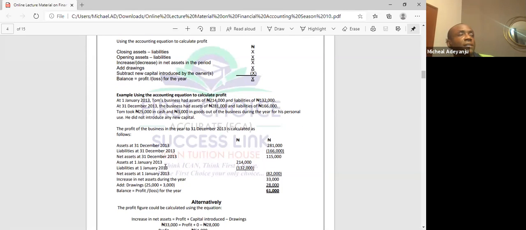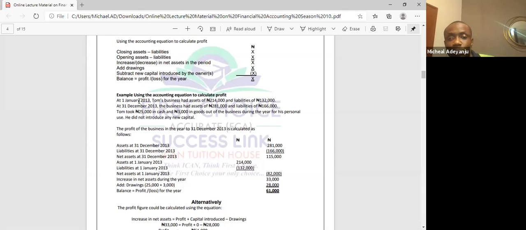Remember that our assets is equal to liability plus capital. And also remember that assets minus liability is equal to your equity or capital. Great. Okay, example using the accounting equation to calculate profit, for example.